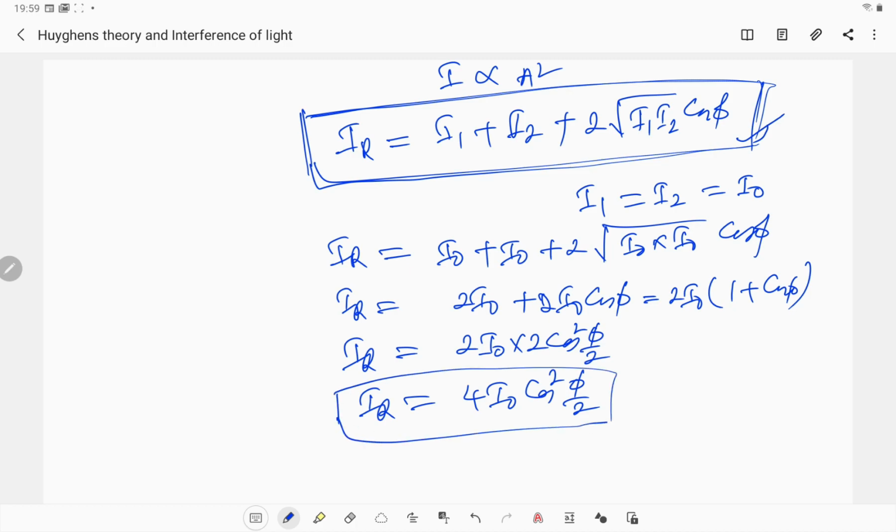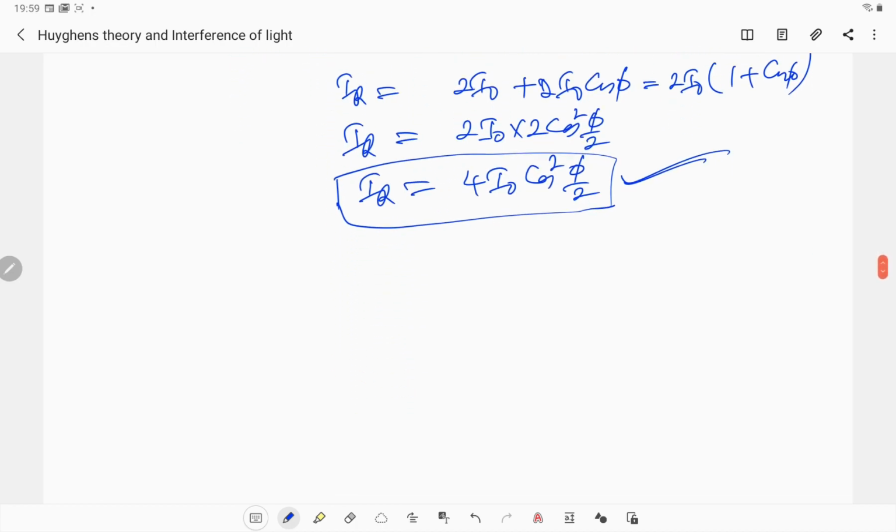So, this is the formula you have to use when intensities are equal. If the intensities are different, IR is equal to I1 plus I2 plus 2 into square root of I1 I2 cos phi. If the intensities are the same, the resultant intensity IR is equal to 4 I0 cos square phi by 2. This is about resultant intensity.